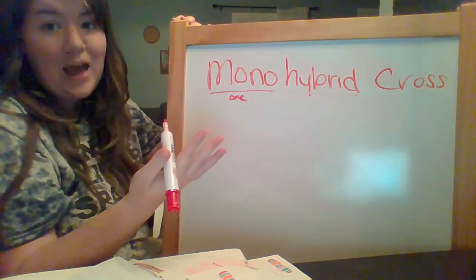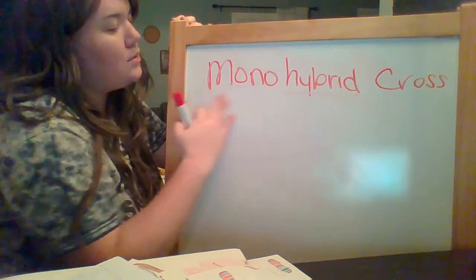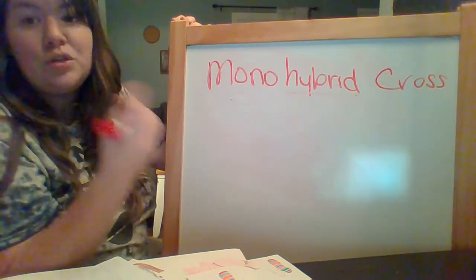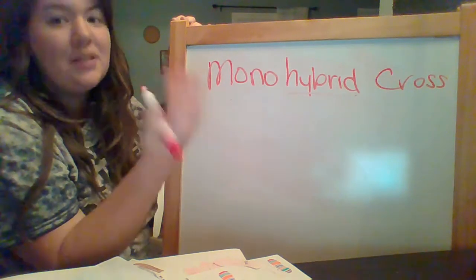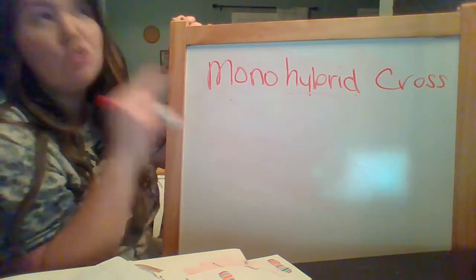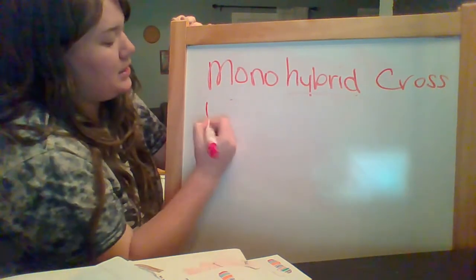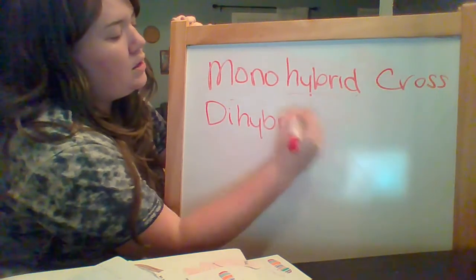A dihybrid cross is something that we could look at, and it is still focusing on a cross between 2 things, but it's now going to look at 2 traits, di meaning 2. So 2 traits from 2 people is a dihybrid cross.